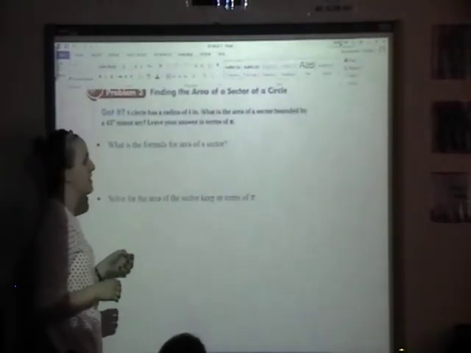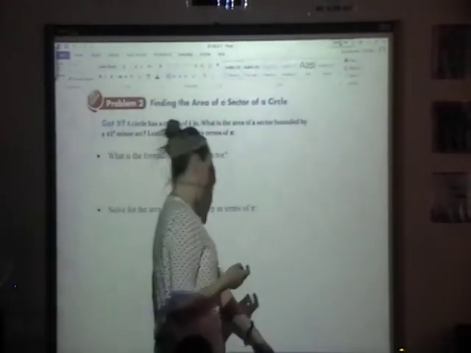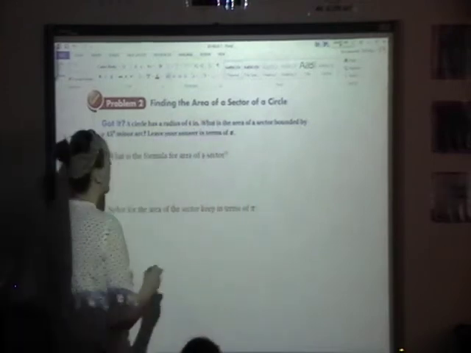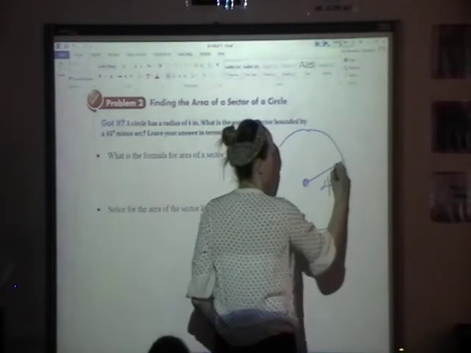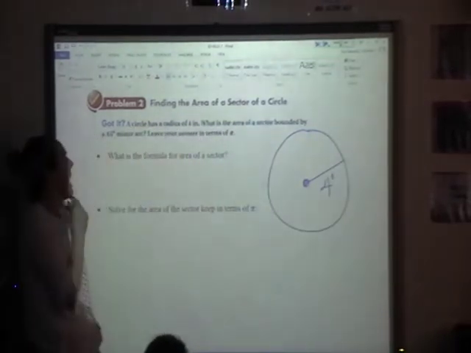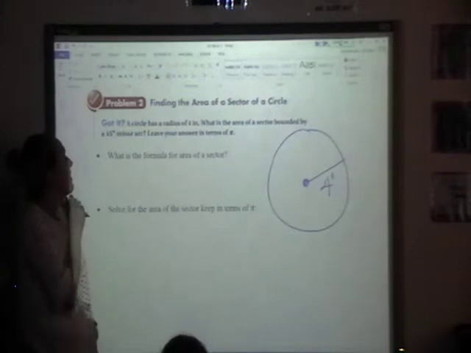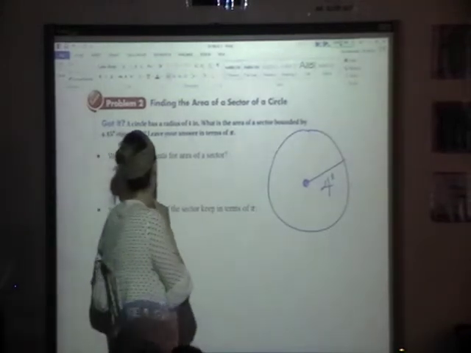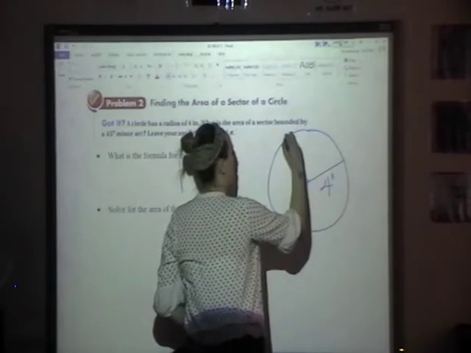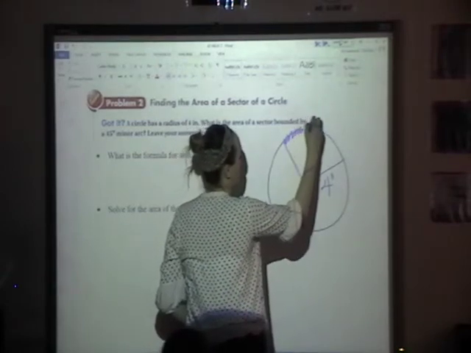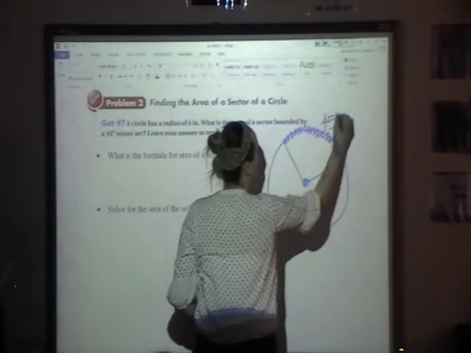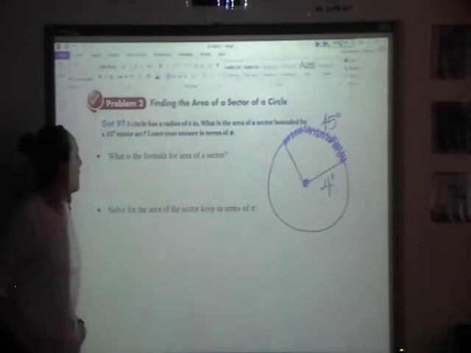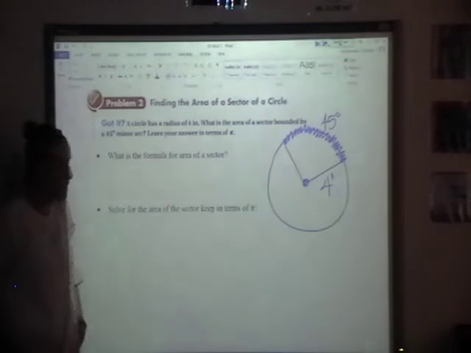So, finding the area of a sector. It says a circle has a radius of 4 inches. Here's my circle, here's my radius of 4 inches. What is the area of a sector bounded by a 45-degree minor arc? So I'm going to draw this out. This looks nothing like 45, but no one said I'm perfect. So here's a 45-degree minor arc. Leave your answer in terms of pi. So we're going to leave it as pi.